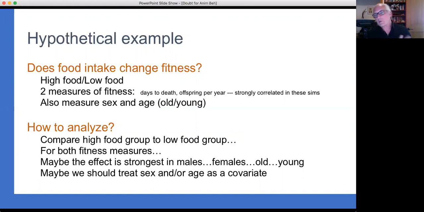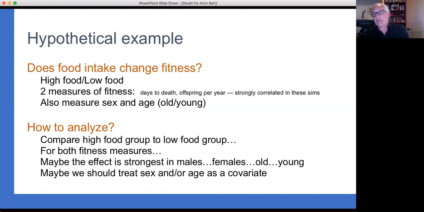And let's say you might have measured sex and age as interesting other features of these organisms that you thought might matter. Well, how do you analyze this? Well, at first blush, you might just say, let's throw all the data together. Let's ask whether the high food individuals differ from the low food individuals in their fitness. Now, remember, you had two different fitness measures, so you're doing that a couple of times because you might be looking at it for the different measures.